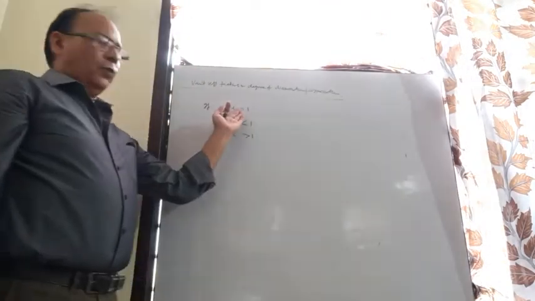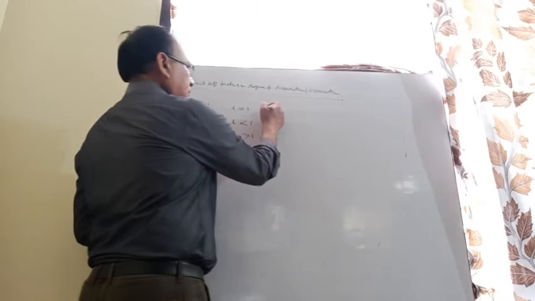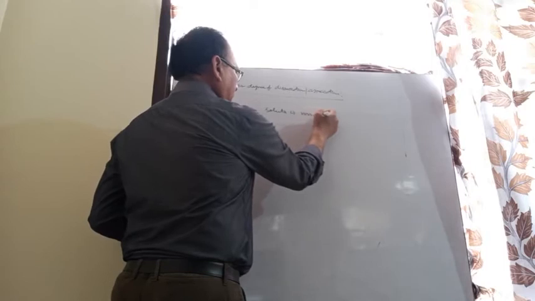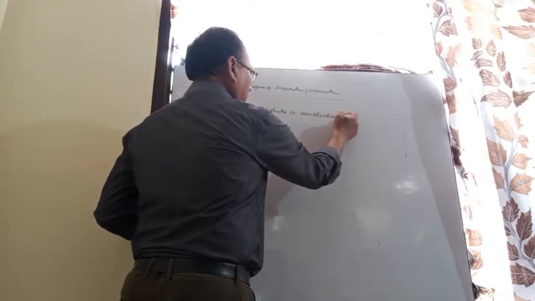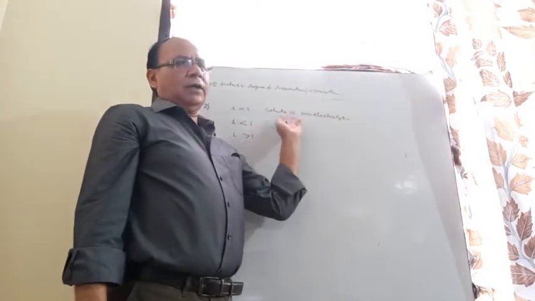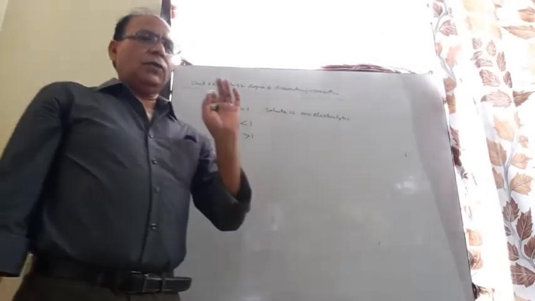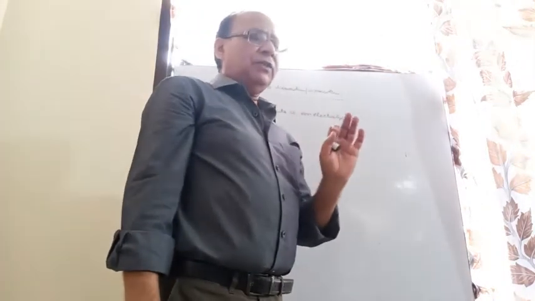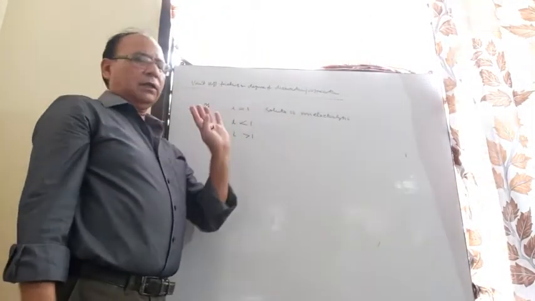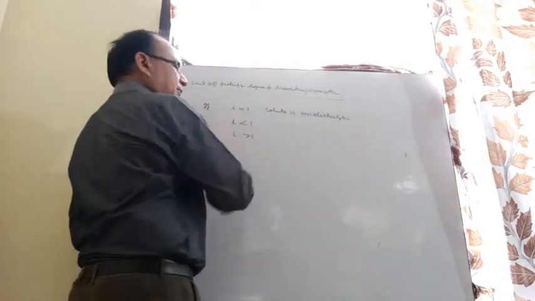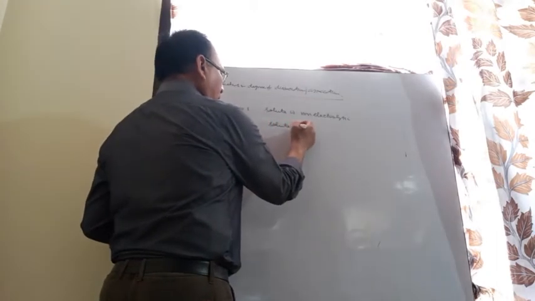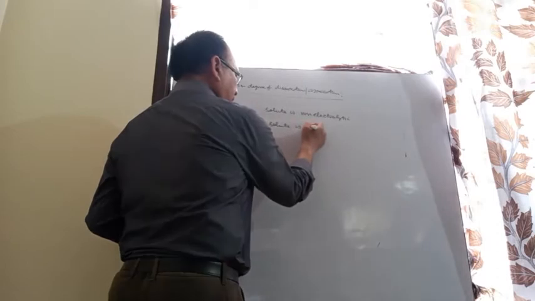If i is 1, the nature of the solute is non-electrolytic, a solute which does not dissociate or associate. Whenever i is 1, there is no dissociation and no association, which means the solute is non-electrolytic in nature. If the i value is less than 1, then what should the solute do? The solute undergoes association.